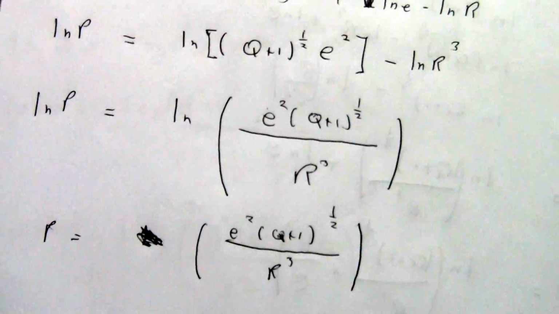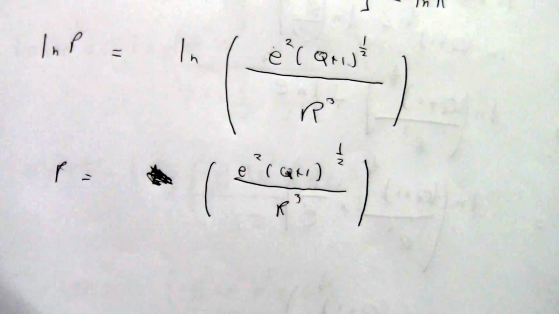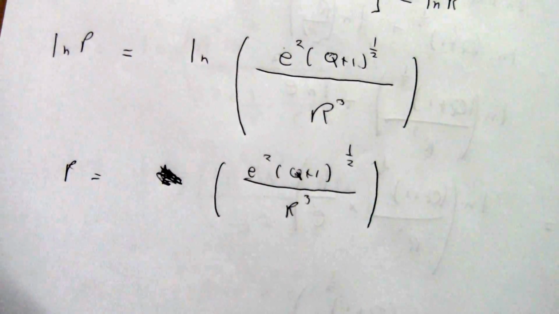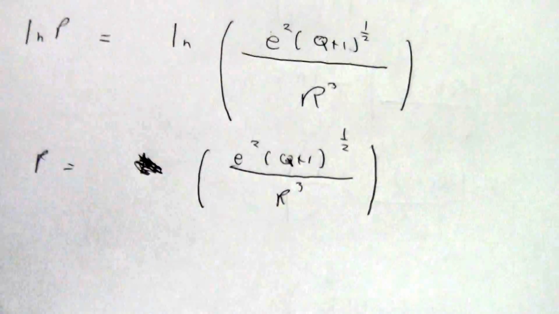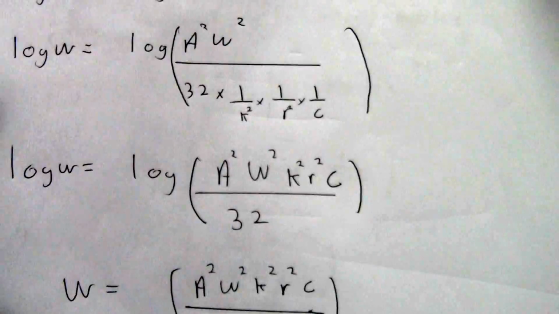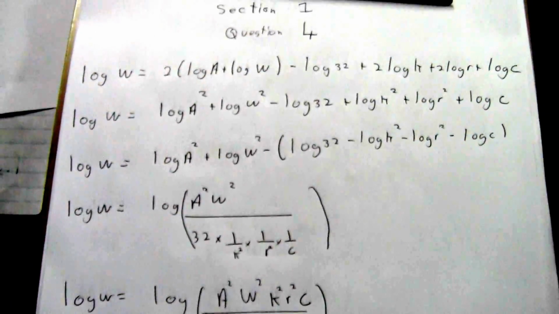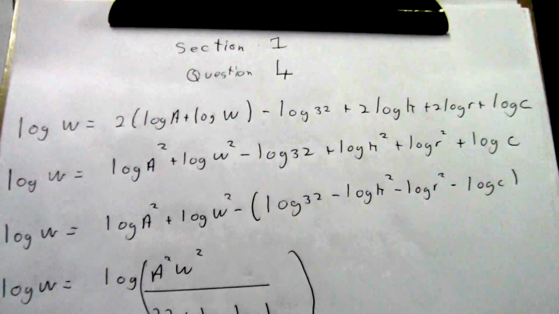Oh, and our last step, of course, is to do the antilog of both sides, and we just get p is equal to that. I didn't show the last step for any of the previous problems. Okay, question 4.